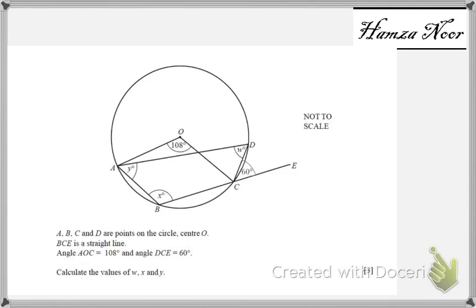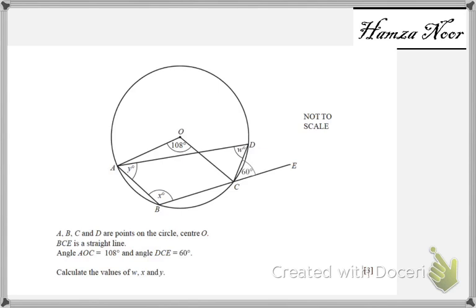This is relevant for O Levels Maths 4024 and IGCSE Maths 0580, the core and extended syllabus. So the question says that A, B, C, and D are points on the circle center O. BCE is a straight line. Angle AOC is equal to 108, and angle DCE is equal to 60 degrees. Calculate the values of W, X, and Y.